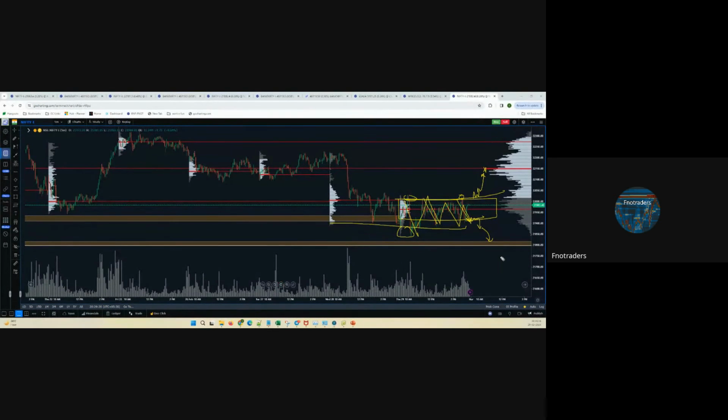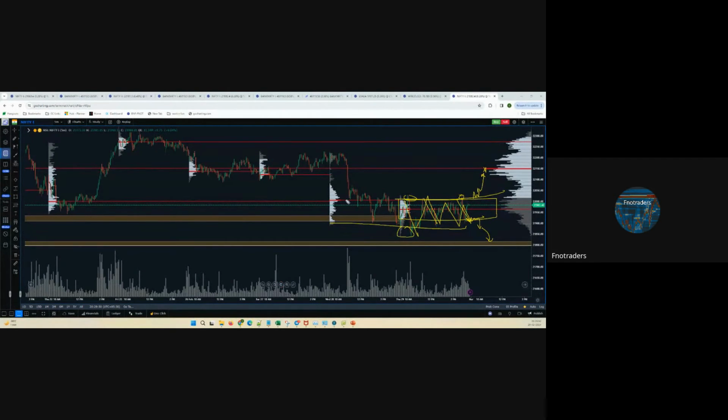Now, why are low volume nodes important? That's a very good question. Why do low volume nodes form at all? Low volume is basically low volume, and why do they form? That's because at that level or price point, sellers or buyers are not willing to interact. So essentially nobody is interested to trade at that price point.